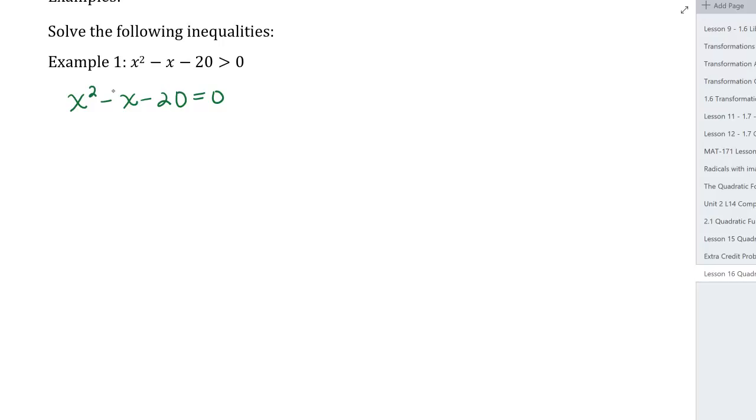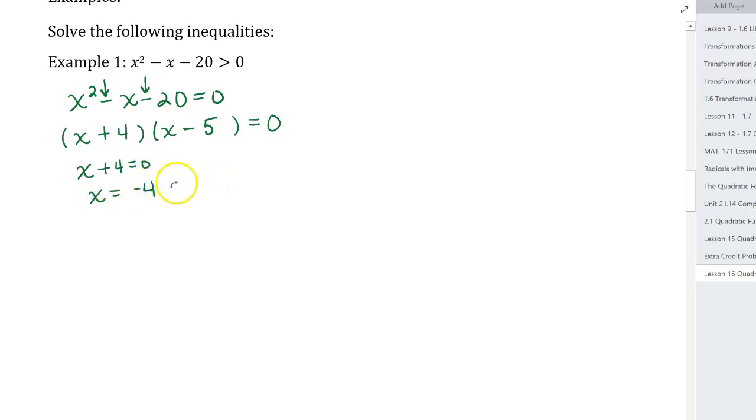Because the coefficient of x squared is 1, I can go ahead and set my parentheses up. I know I'm going to have x times x. I know one is going to be positive and one is going to be negative because my last term is negative. And then the greater factor, 5, is going to be negative because my middle term is negative. So now if I set each one of these equal to 0, I've got x equals negative 4, or if I add 5 to both sides, I get x equals 5.